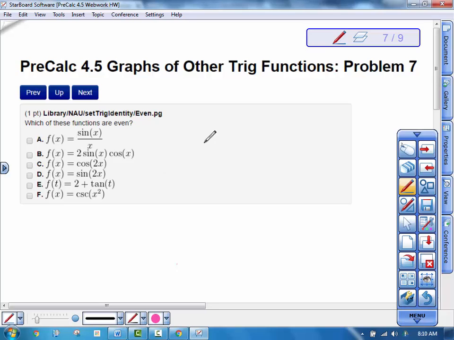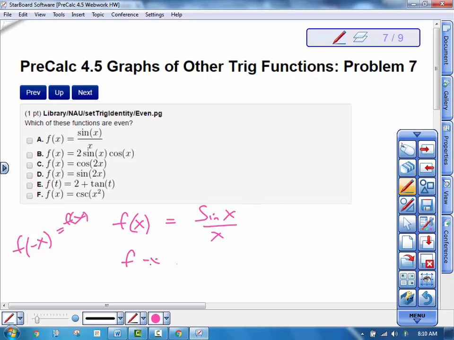Okay, the next one wants to know which functions are even and odd. So this is a little tricky, but I'll take the first function, for example. F of x equals sine of x over x. Now we know that if it's even, it has the property of f of negative x equals f of x. So if we stick in a negative x for x here, we should get the original function back.